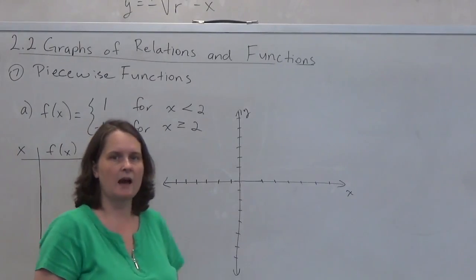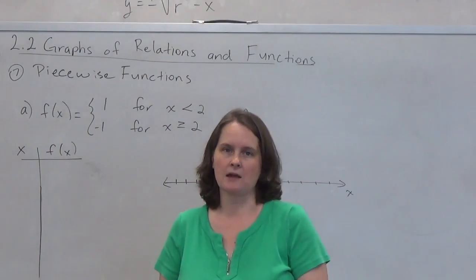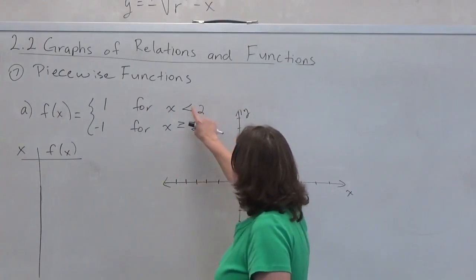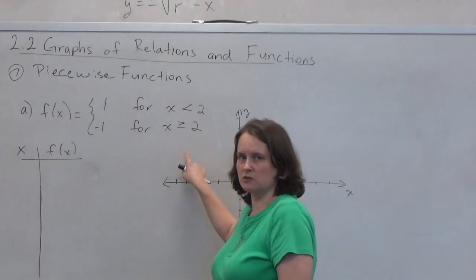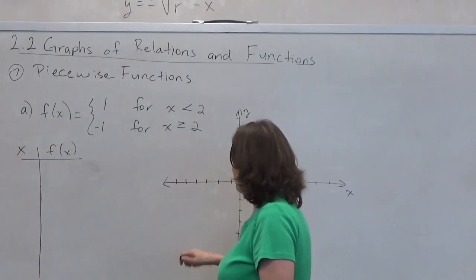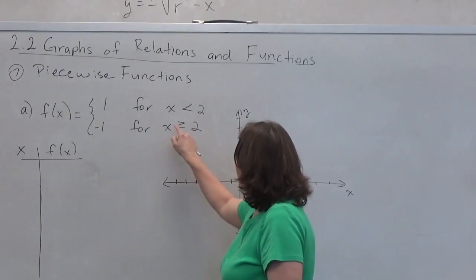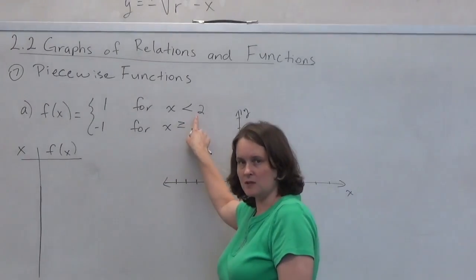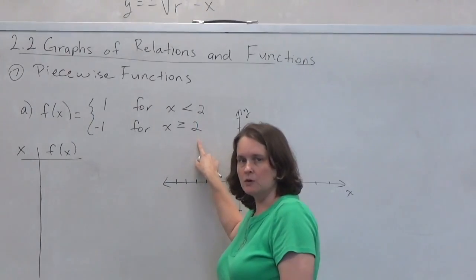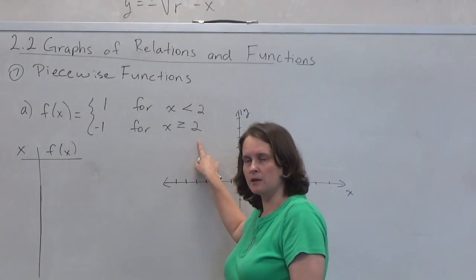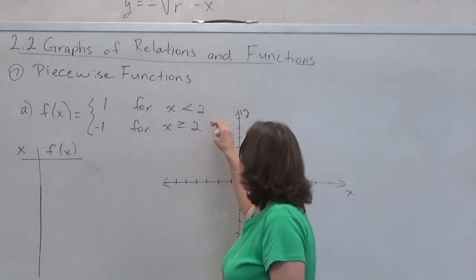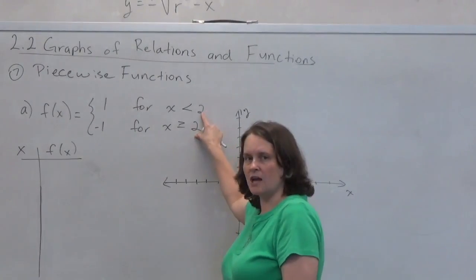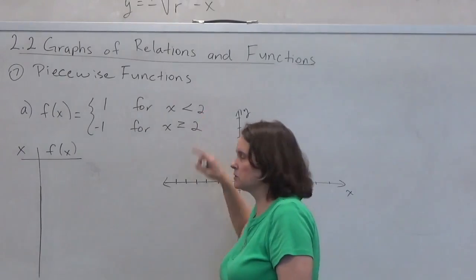Students always ask, how do I know what to put in for x? Well, I look at this piece of my definition for this problem. I know that the function is doing one thing on one side of 2, and it's doing something else on the other side of 2. So when I do my t-table, I need to put in a few values on each side of the number 2, because this is where the change is occurring, around x equals 2.